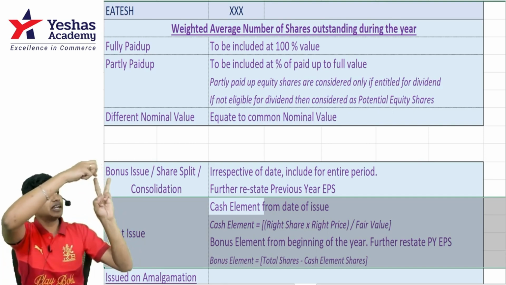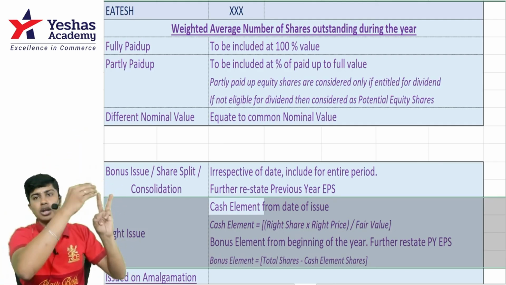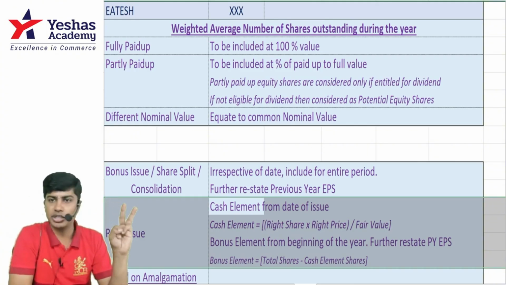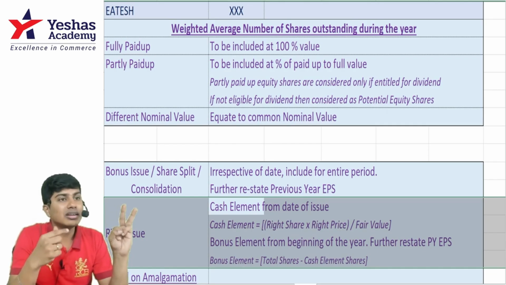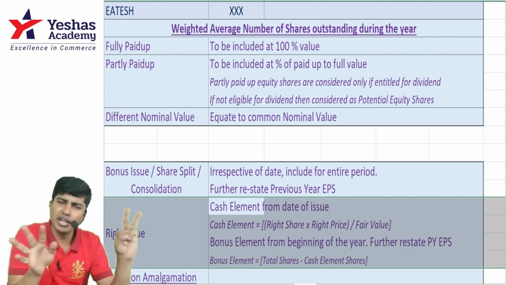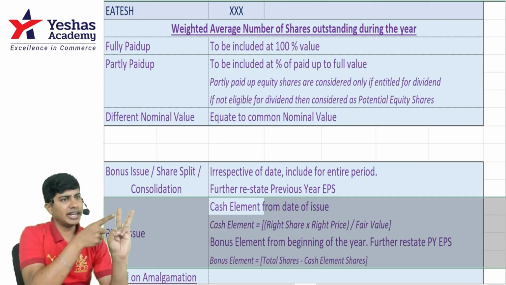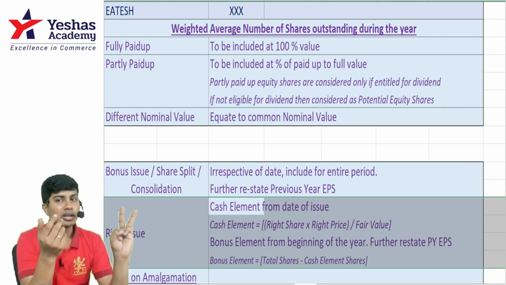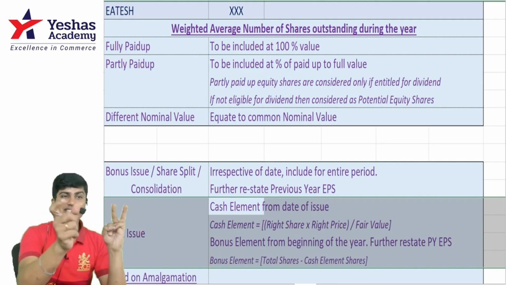Compare this theoretical ex-right price with right issue price. Obviously, theoretical ex-right price will be more, right issue price will be less. So the company is charging lesser than the market price to the shareholders. So there is a hidden bonus element or non-cash element. How do we find it? Very simple. Take right issue price multiplied by number of right shares. You will get a value. Divide it by theoretical ex-right price. You will get some shares, no?